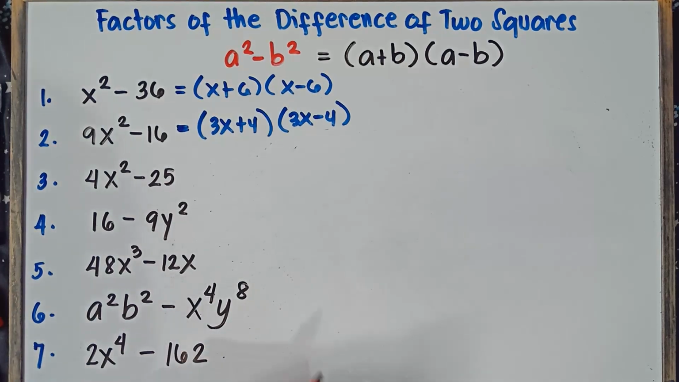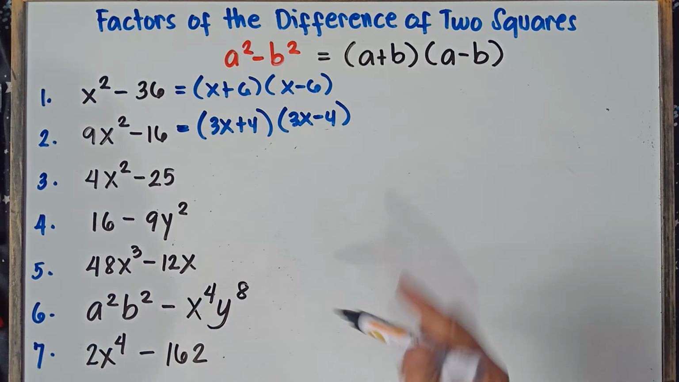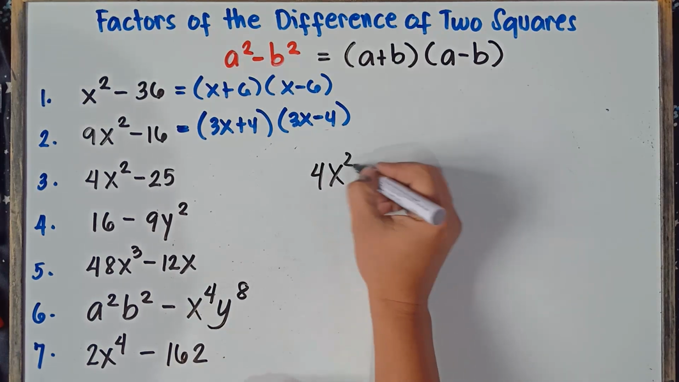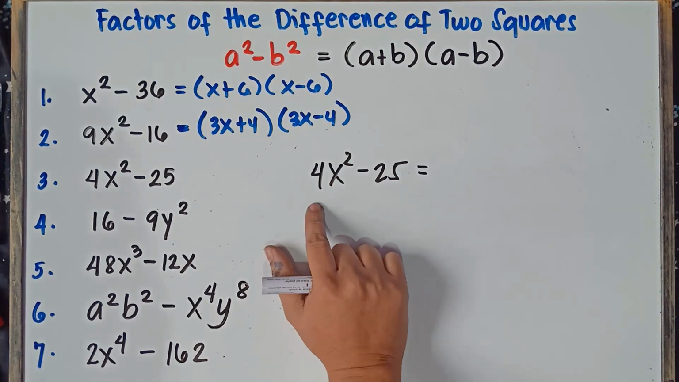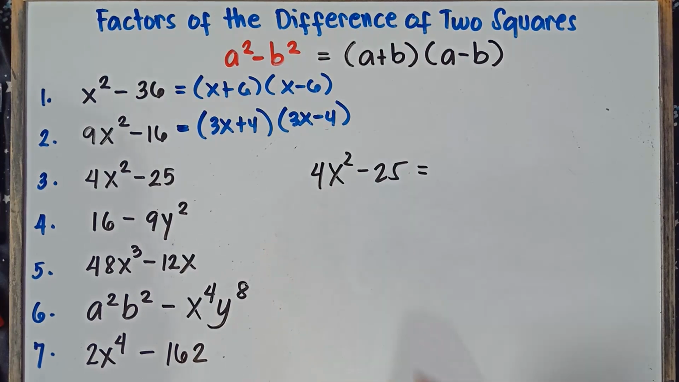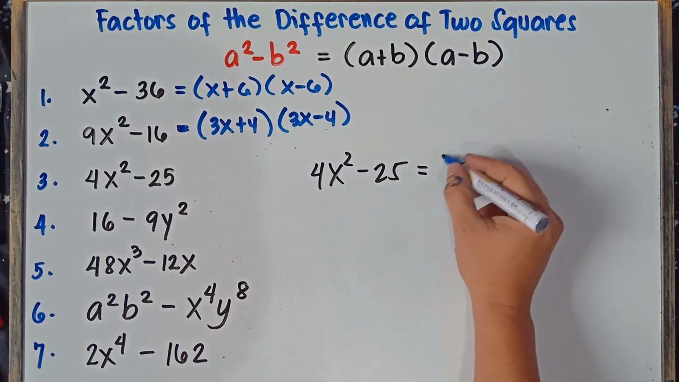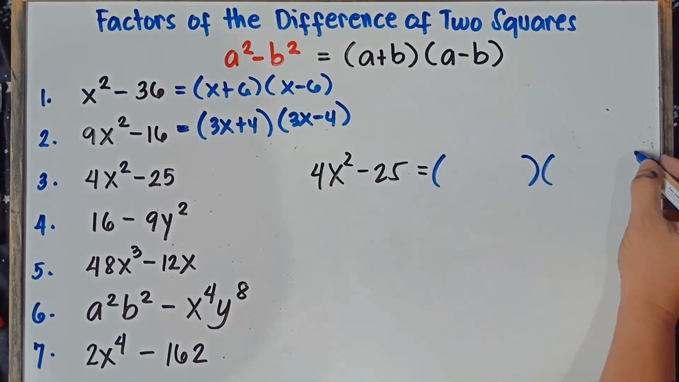So example number 3, our given, we have 4x squared minus 25. Alright, so is 4 a perfect square? Yup, 4 is a perfect square. How about x squared? Yup, x squared is a perfect square. So we need to put two parentheses.